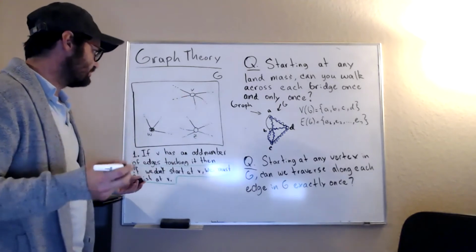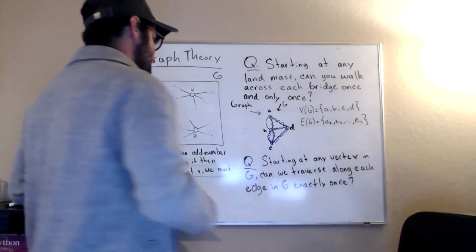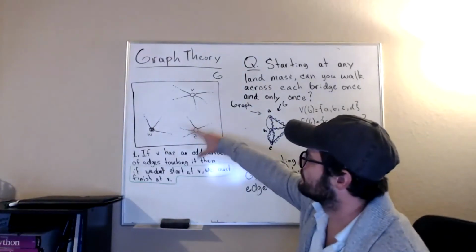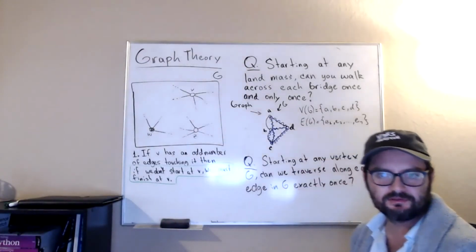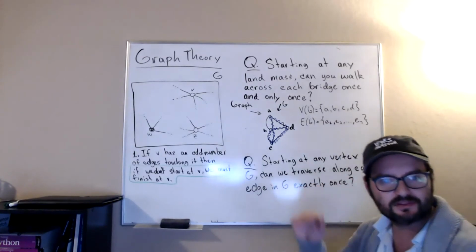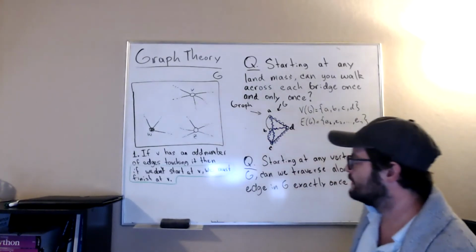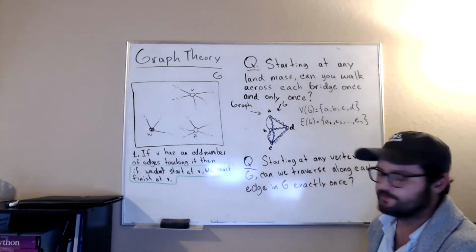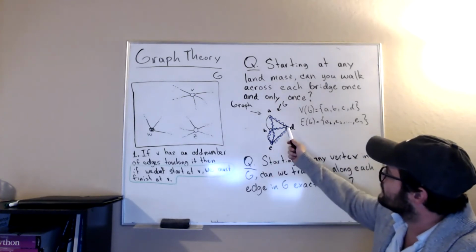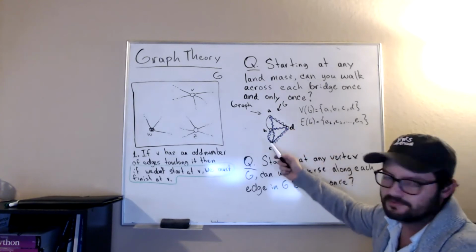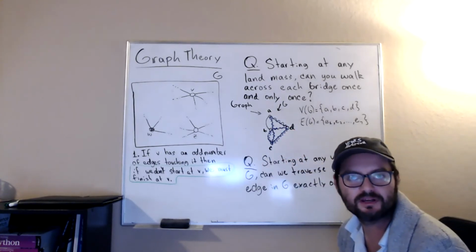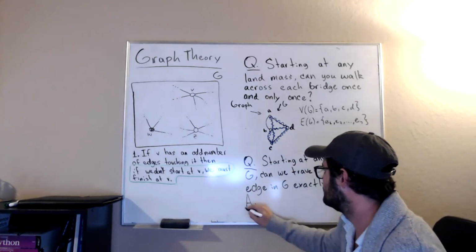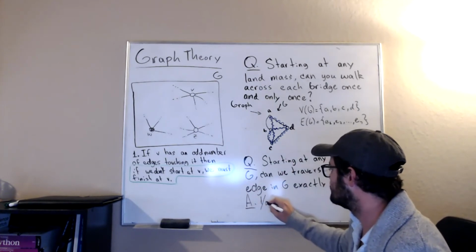You can't. So it turns out that if your graph has three or more odd degree vertices, where degree is the number of edges that come into the vertex, then you can't do it. If we look at our Konigsberg graph here, that has an odd number, that has an odd number, that has an odd number. They all have an odd number of edges coming out of them. So the answer is you cannot.